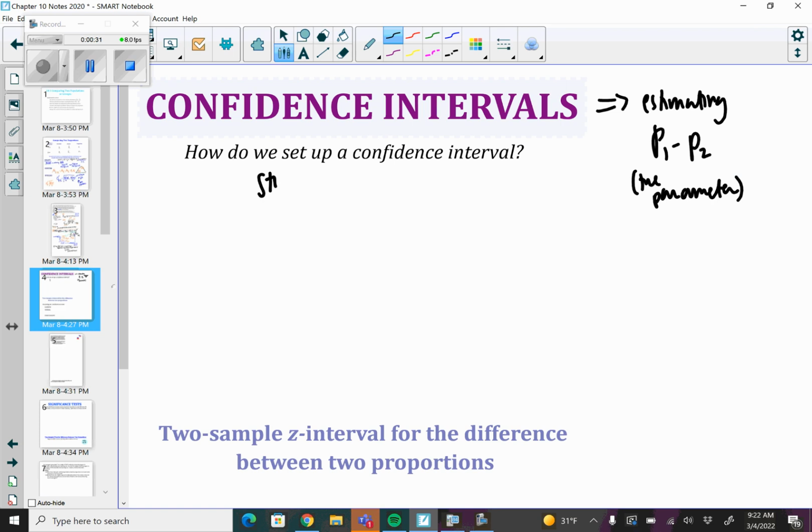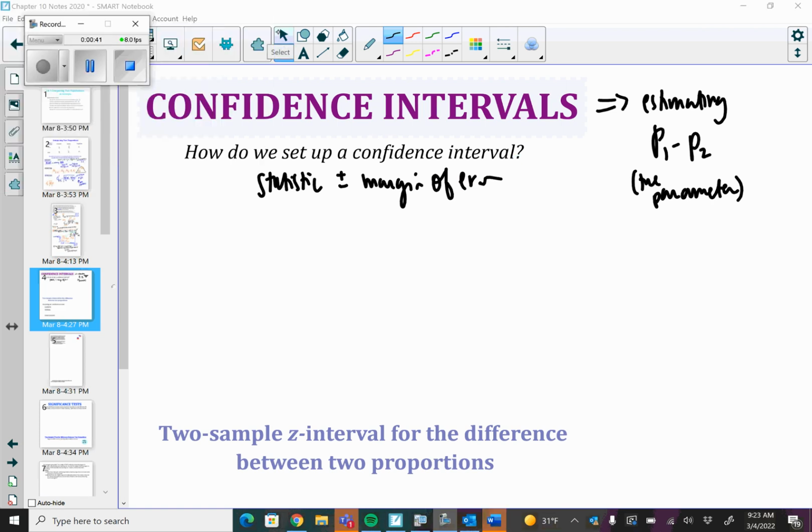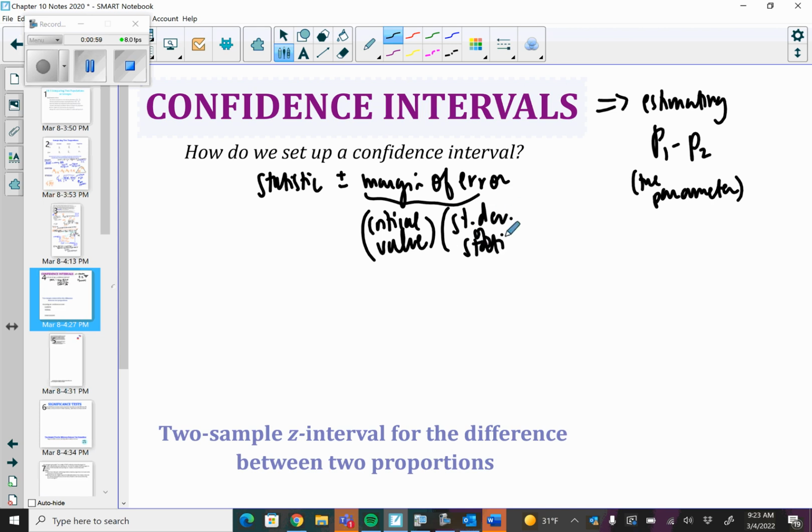We know that it is the statistic plus or minus some margin of error. And that this margin of error is made up of some critical value, which is linked to our confidence level, times the standard deviation of our statistic. That is all old news.